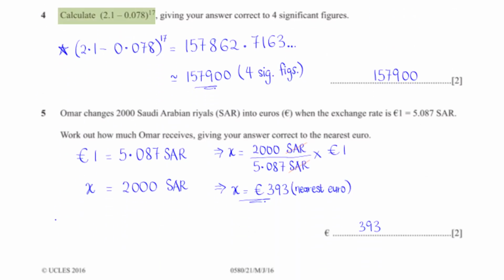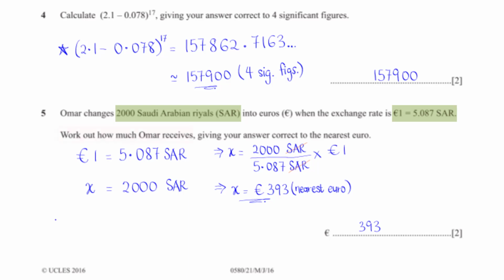Calculate 2.1 minus 0.078 all raised to the power 17, giving your answer correct to 4 significant figures. So this is the value the calculator displays when we input this value in the calculator. To round it off to 4 significant figures, since the number 6 is 5 or more, we will add 1 to the number 8, and this leaves us with 157,900.